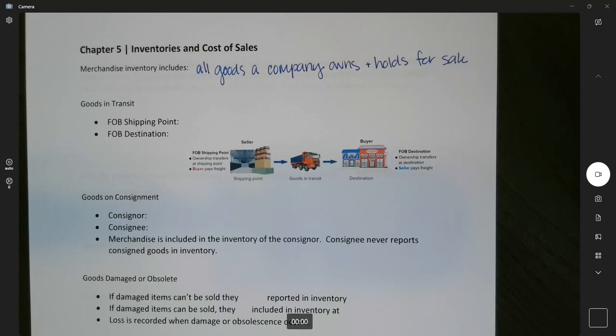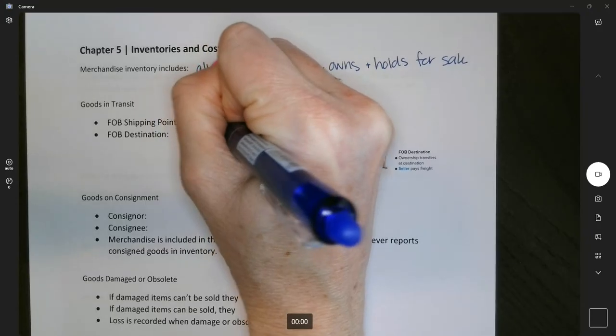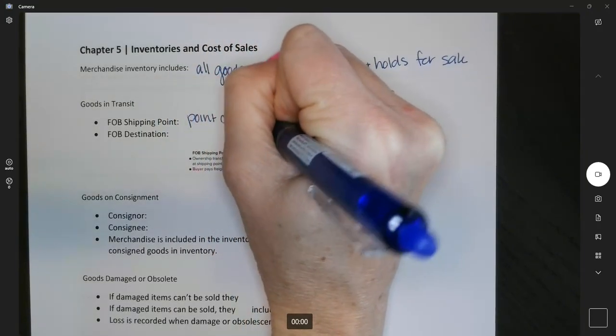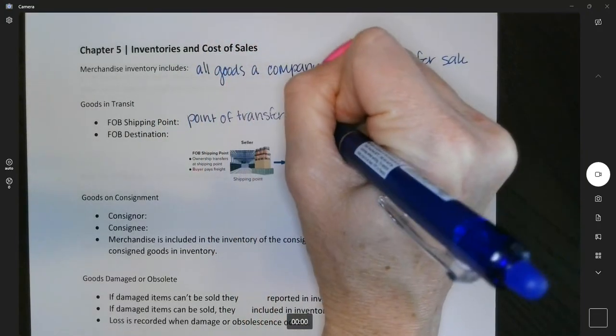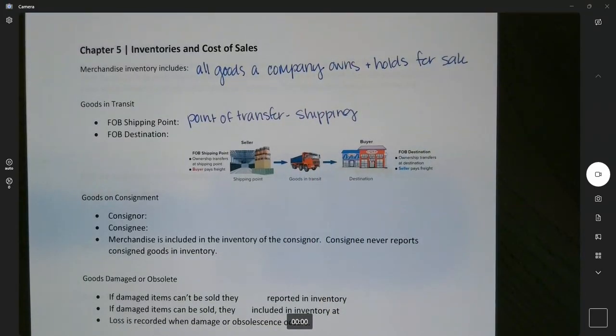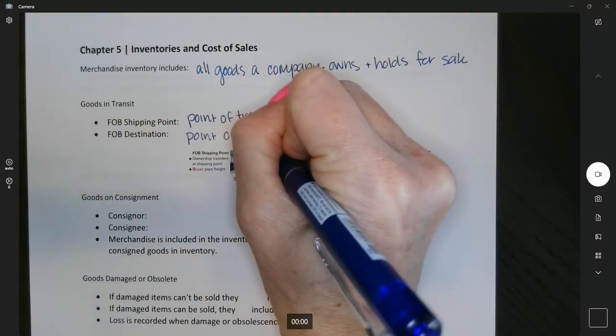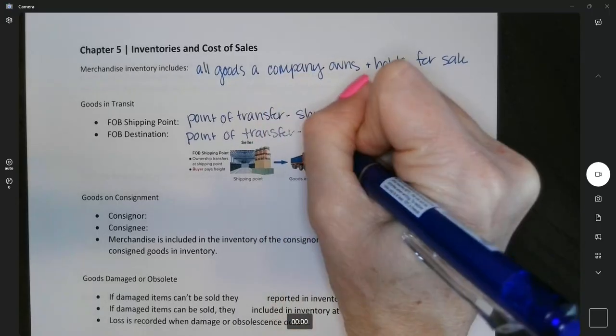Now, as a reminder, we had 2 free on board goods in transit points. First one being FOB shipping point. On the FOB shipping point, the point of transfer is when it ships. And then FOB destination, the point of transfer is the destination.